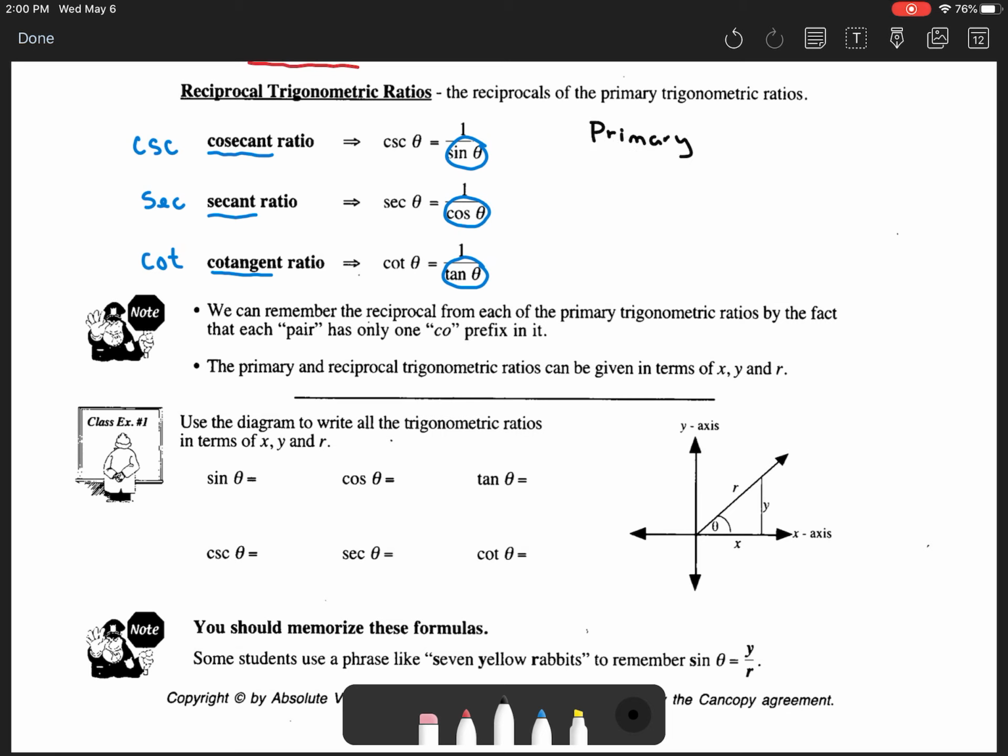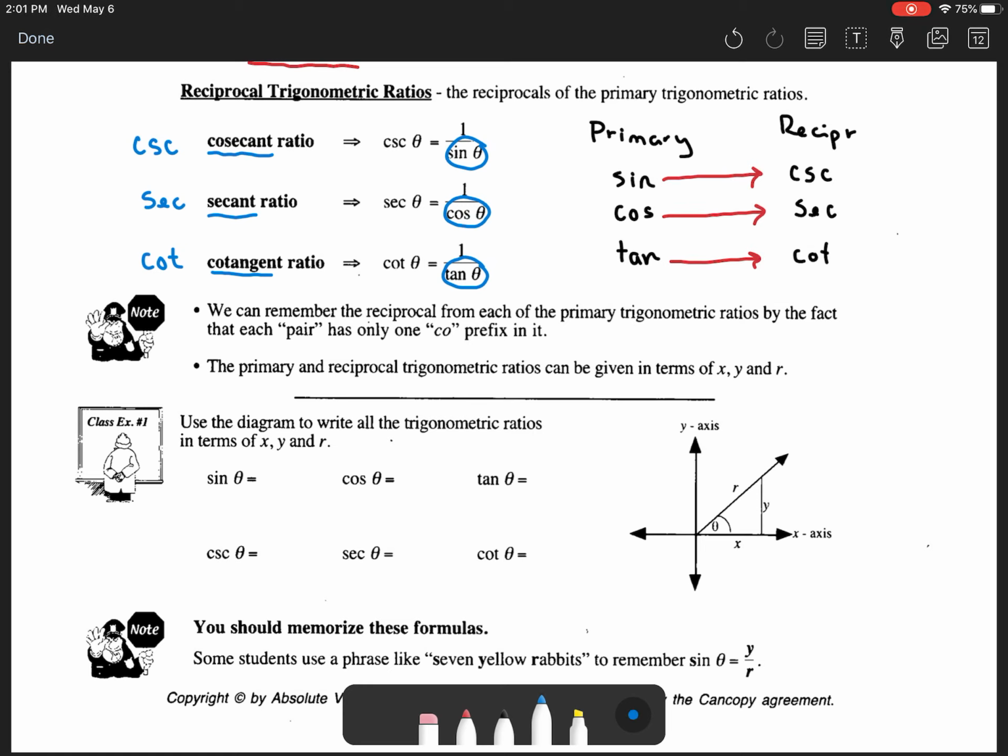So we have primary ratios, and we now have reciprocal ratios. We know the primary ones are sine, cosine, and tangent, and we just learned that our reciprocal ones are cosecant, secant, and cotangent. The reciprocal of sine is cosecant, the reciprocal of cosine is secant, and the reciprocal of tangent is cotangent. So how do I remember which primary ratio goes with which reciprocal ratio?